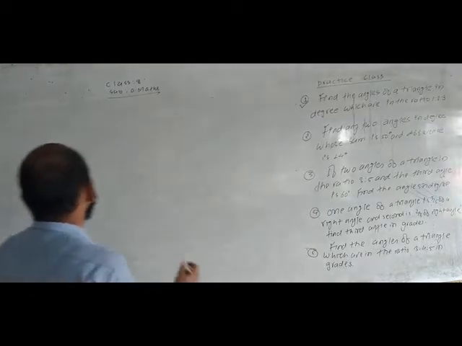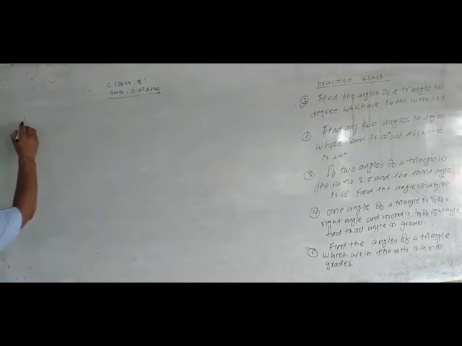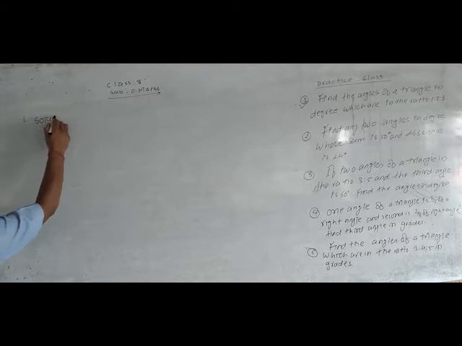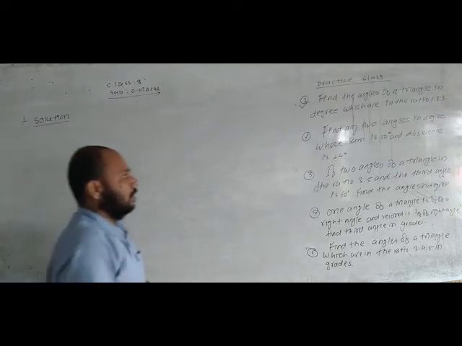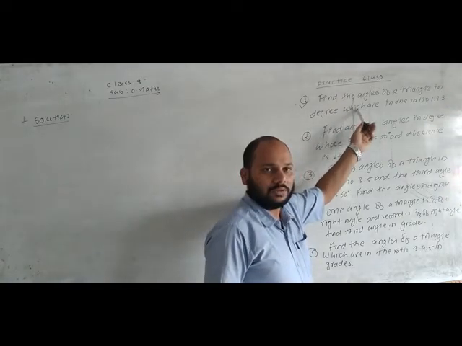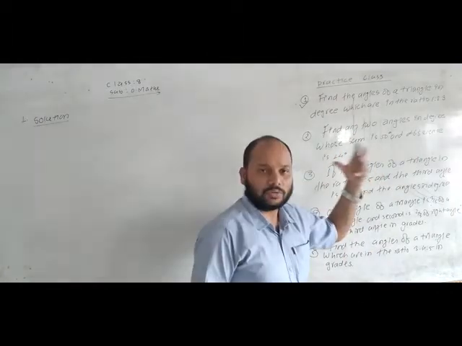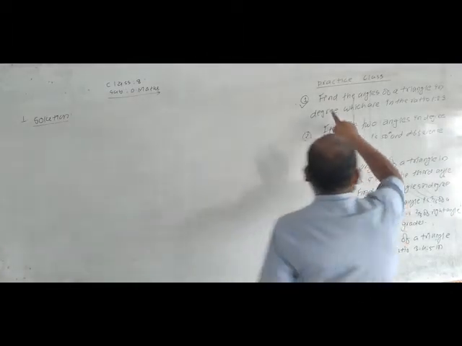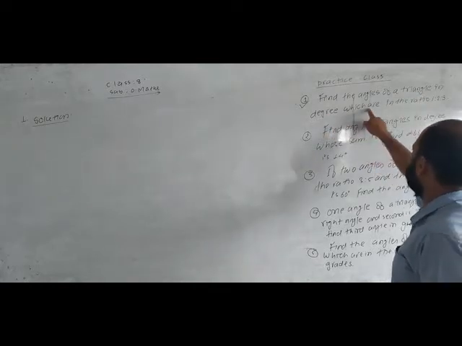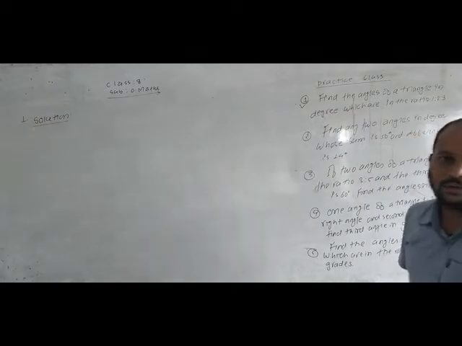Now look here, question number 1. First of all, understand the question by reading it 2-3 times. First we clear the question. What does your question say? Your question says, find the angles of a triangle in degrees which are given in a ratio.